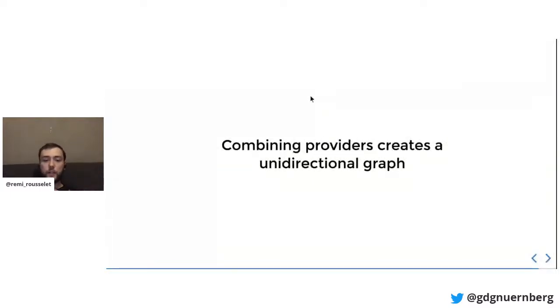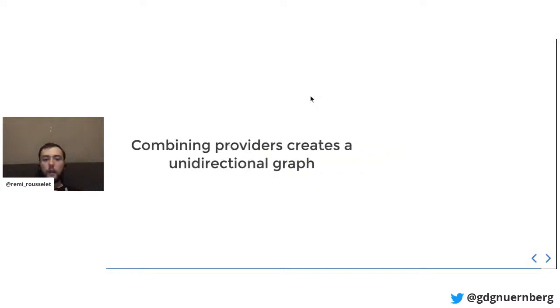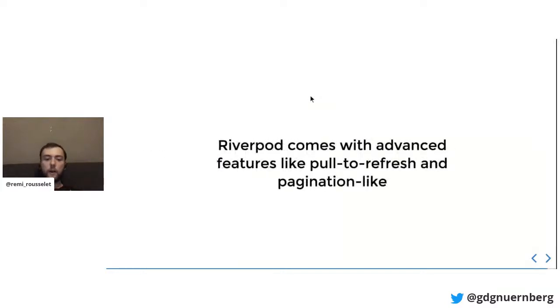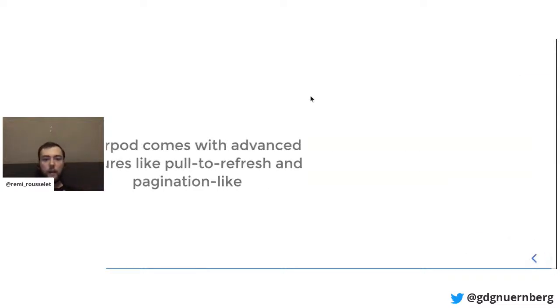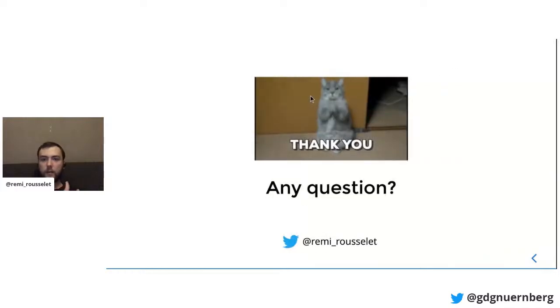So we also have this unidirectional graph that we mentioned, which helps us with refreshing things or improving performance in some cases. And yeah, we have these advanced features like retrying and pagination out of the box. And yeah, that's basically it for my description of Riverpod, I guess. So if you have any questions, feel free to ask me.